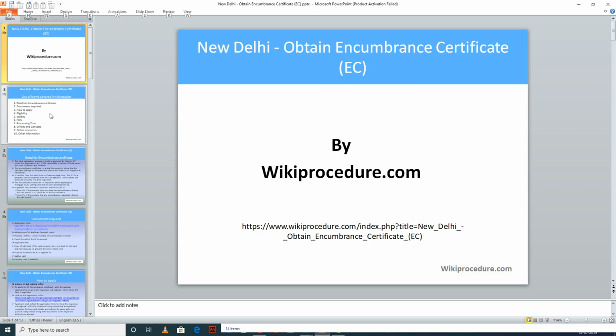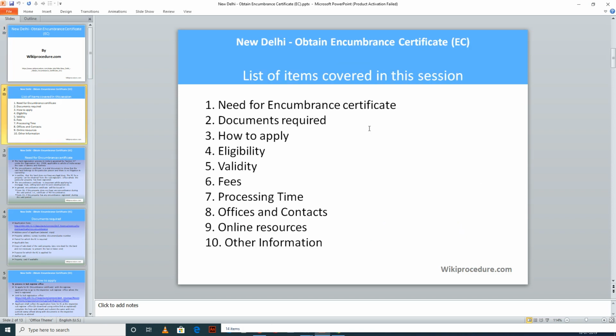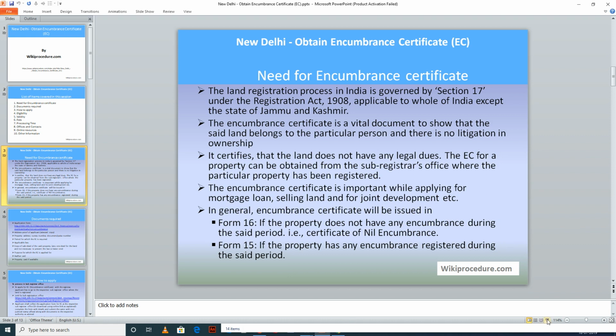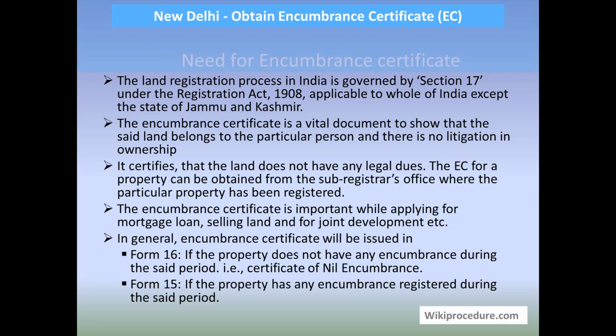Let us see the list of items covered in this session today: need for encumbrance certificate, documents required, how to apply, eligibility, validity, fees, processing time, offices and contacts, online resources and other information. Today this procedure is sponsored by wikiprocedure.com for you.